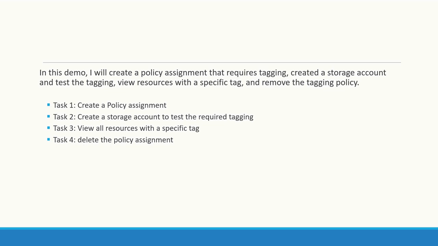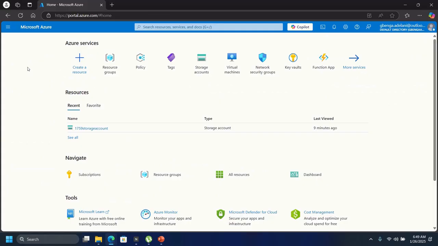So basically, there are four tasks. The first one is to create a policy assignment, and the second task is to create a storage account to test the required tagging, and the third task is to view all resources with a specific tag, while the fourth task will be to delete the policy assignment. So what I will do is to first and foremost create a policy assignment.